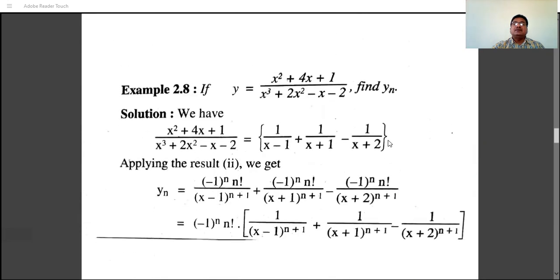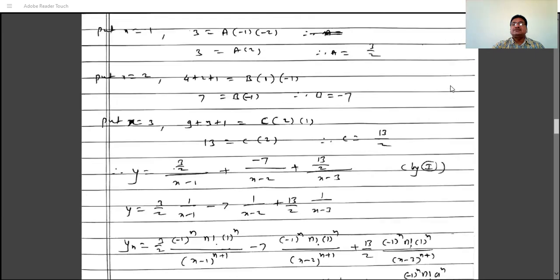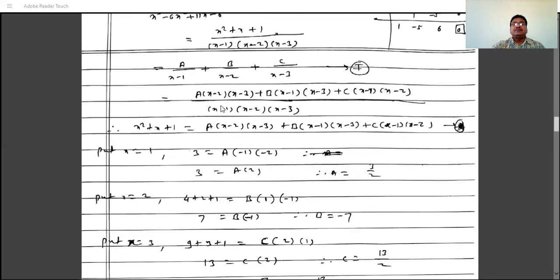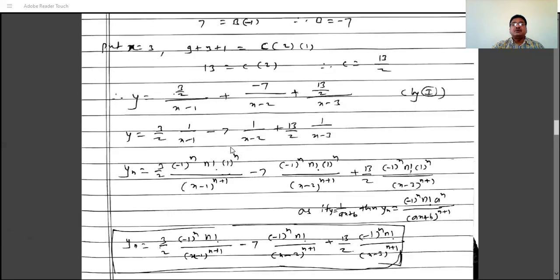Similarly, the next problem is y is equal to x square plus 4x plus 1 divided by x cube plus 2x square minus x minus 2. Then find yn. So again, we have to convert this function y as a sum of partial fractions. So first factorize this denominator. Its factorization is x minus 1 into x plus 1 into x plus 2, by using simple division. Factorize the denominator and use this procedure, that is, write a by first bracket, b by second bracket, c by third bracket, and find the values of a, b, c.